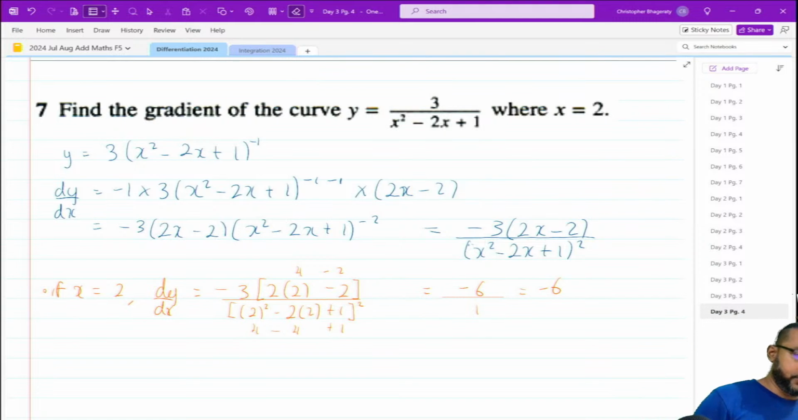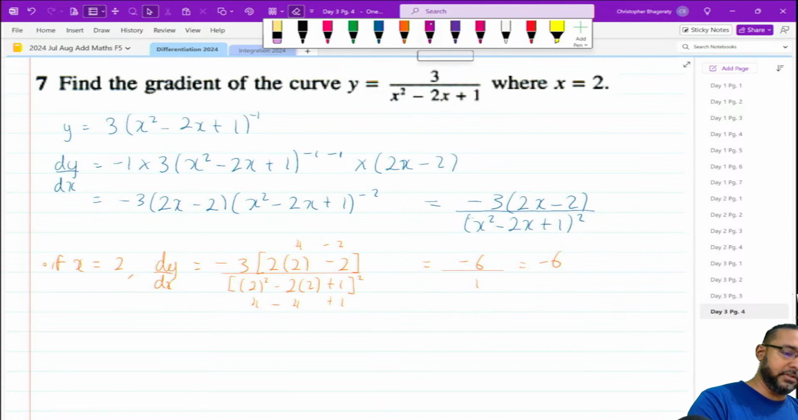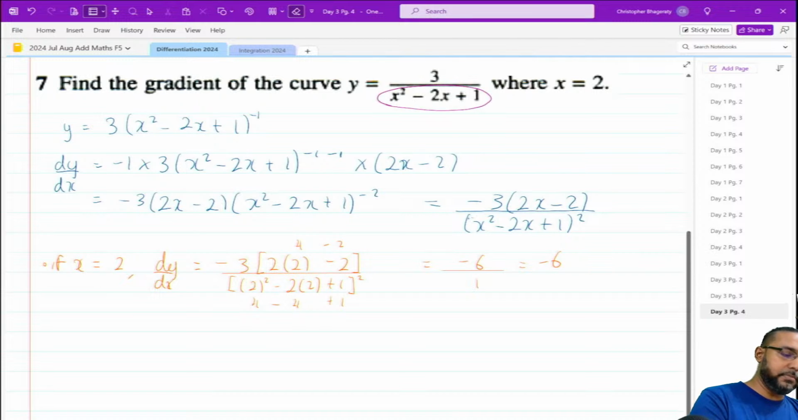Right. So what I want to do here is show you the alternative that I was talking about that may not have been apparent to most people. x squared minus 2x plus 1 is actually a perfect square. So ALT just stands for alternative. So y is actually equal to 3 over (x minus 1) squared.